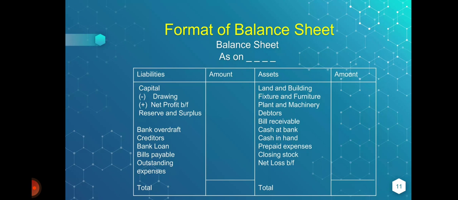In the balance sheet, both liabilities as well as assets have to be balanced. If liabilities and assets are not balanced, then we need to check the trading account and profit and loss account to see if any errors or mistakes have happened.